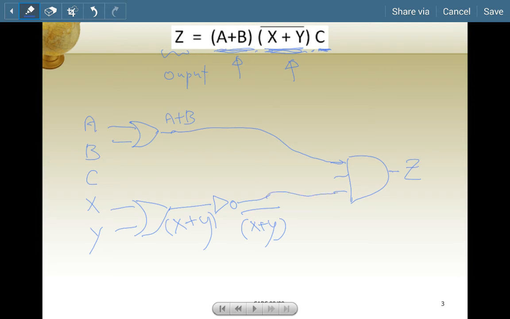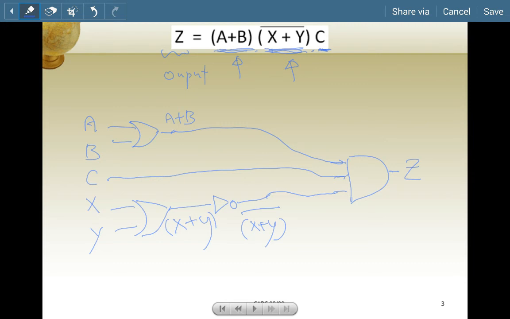And you are left with the last part, which is C. C is simple, nothing to be transformed. So C remains as C. And so that is your final output Z. And that is the diagram. And of course, you can verify.